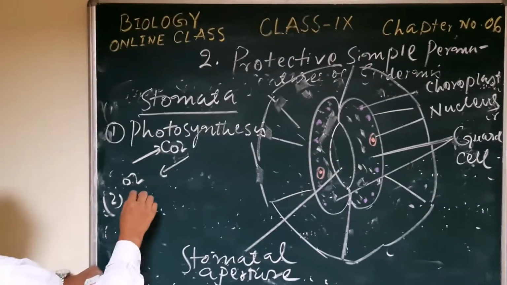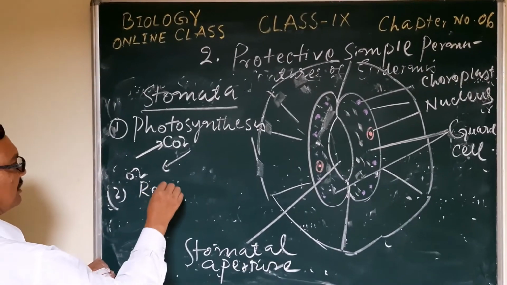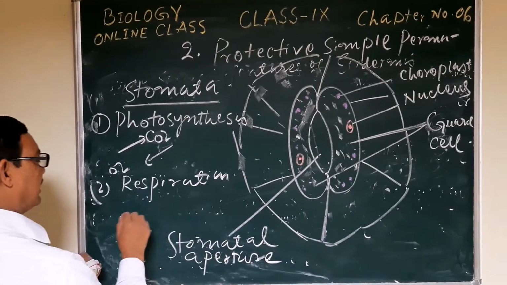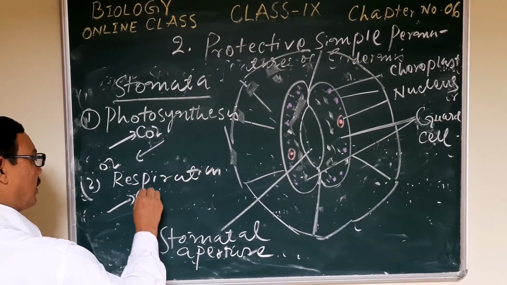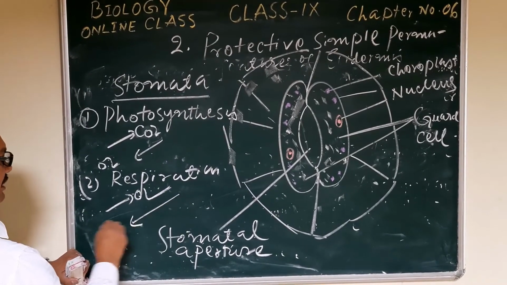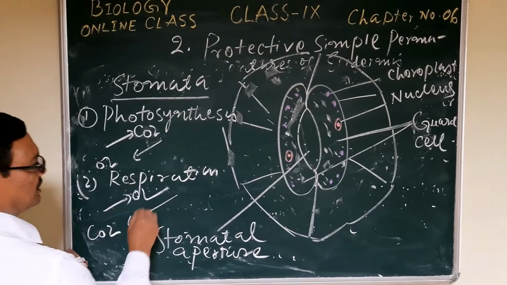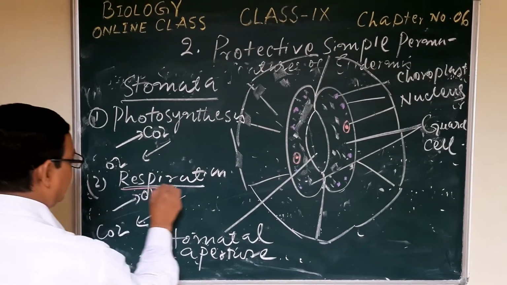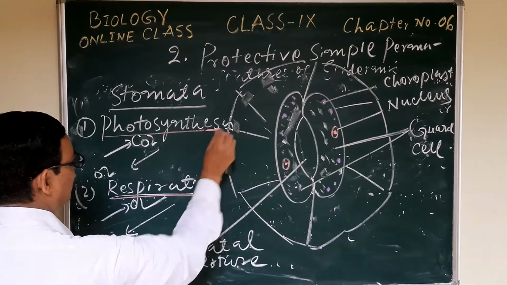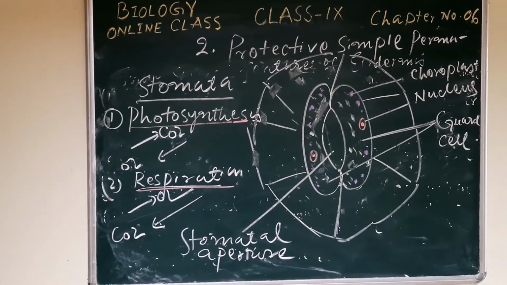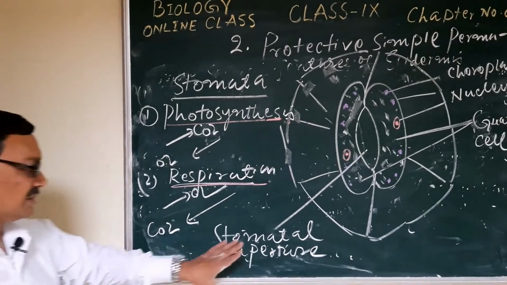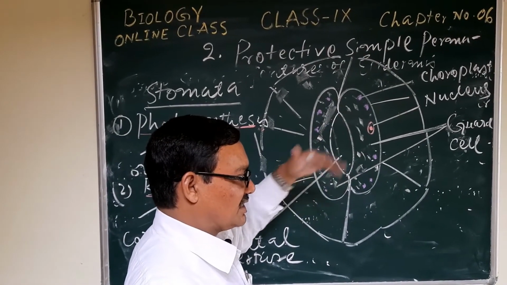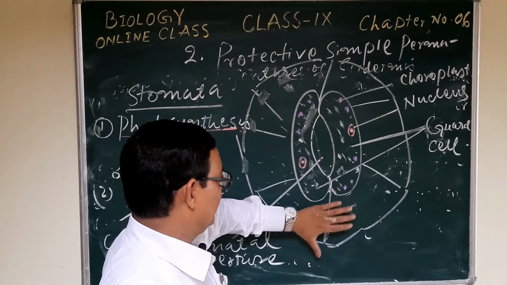And number 2, during the process of respiration, when oxygen is taken in and carbon dioxide is given out. During the process of photosynthesis and respiration, when there is an exchange of gas, a major part of the gaseous exchange in the plant body takes place with the help of this.